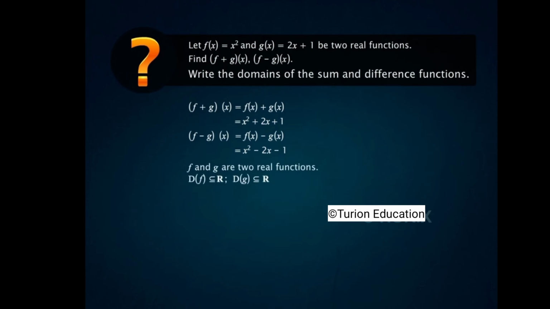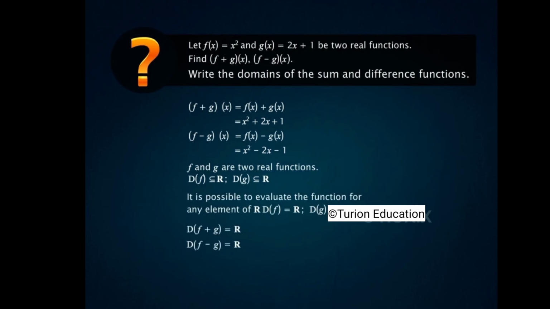It is given that f and g are two real functions. This means that their domains are either R or a subset of R. But in this case, it is possible to evaluate the function for any element of R, making it the domain. This common domain of f and g is also the domain for the sum and difference function.